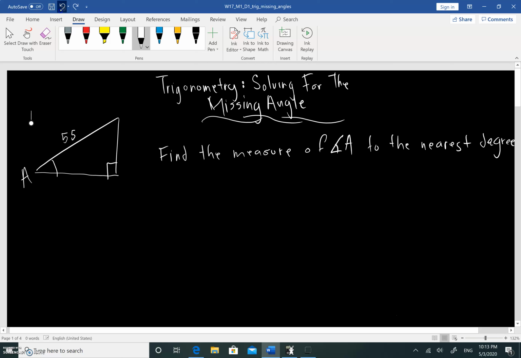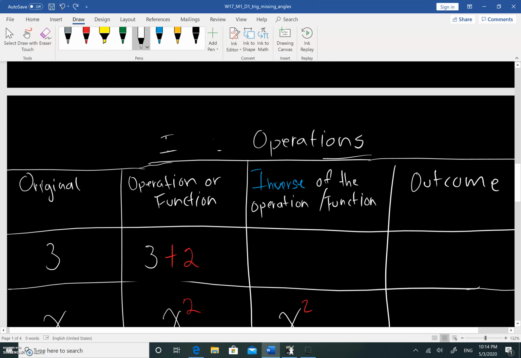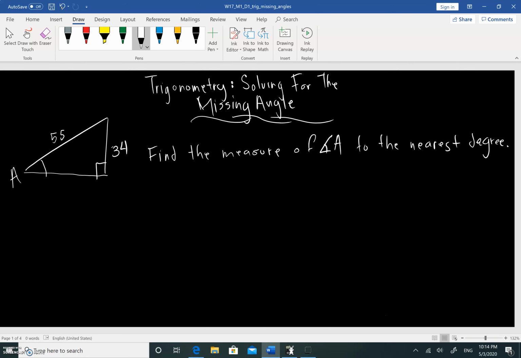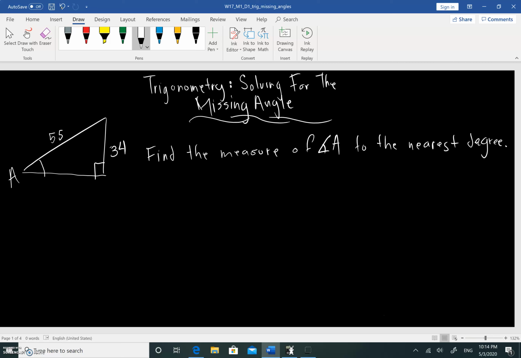Let's check. All right, let me see. I think it is 34. All right, so now going over this, the question is find the measure of angle A to the nearest degree.